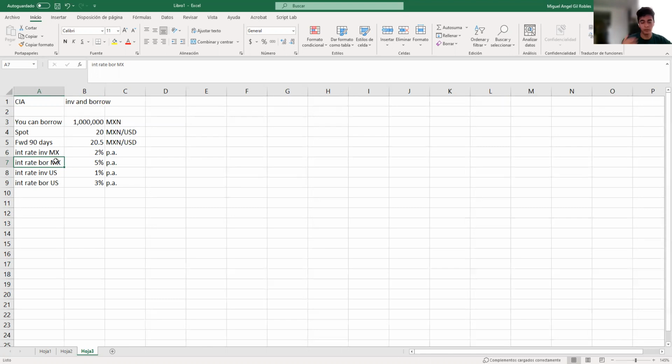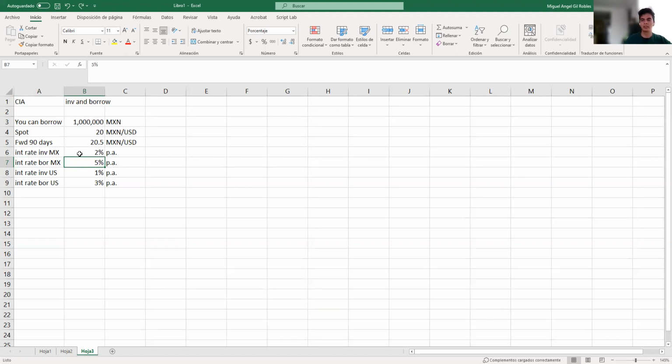Again, as I told you, if it's the other way around, it is possible. It's extremely rare, but it's possible that this can happen. But most of the time, 99.9% of the time, or even 0.999, because it's extremely rare that the other way around happens, it works like this. So it looks like this: 5% borrowing rate, 2% investment rate.